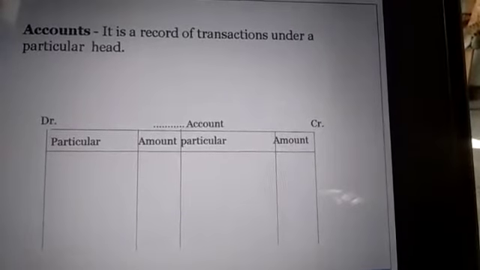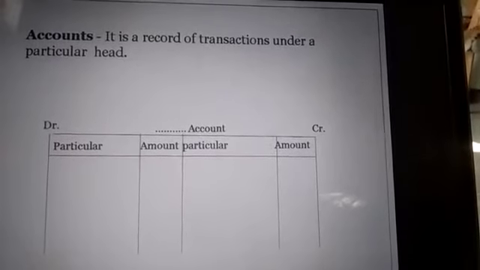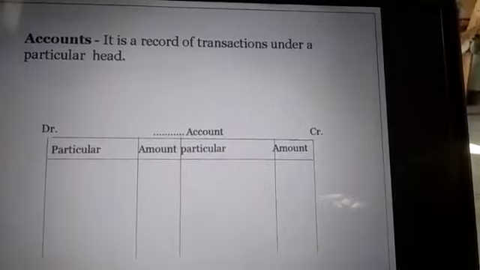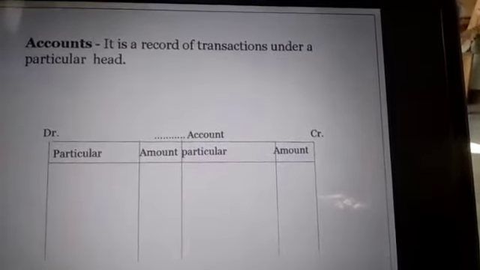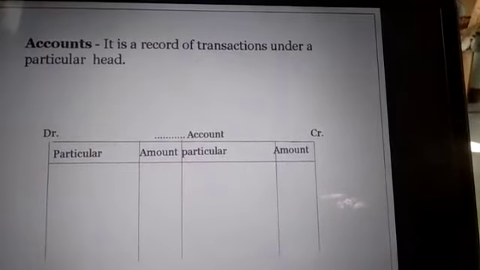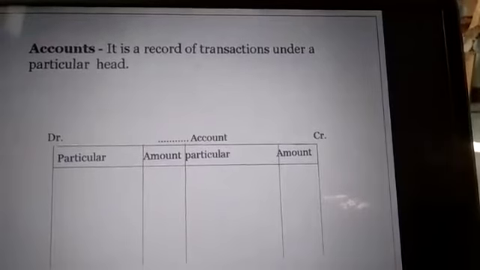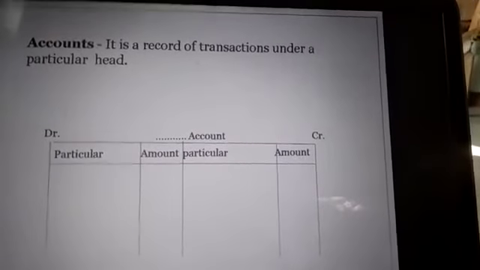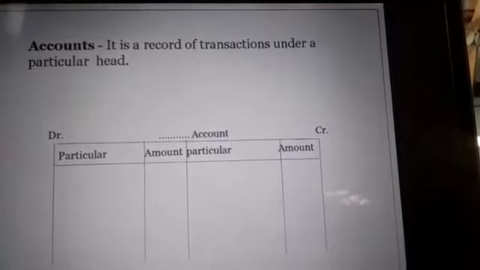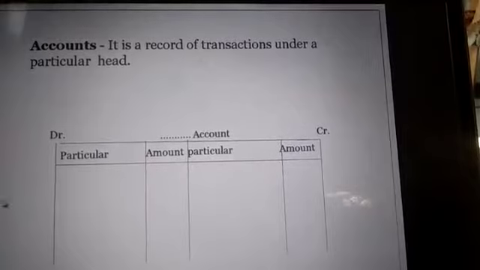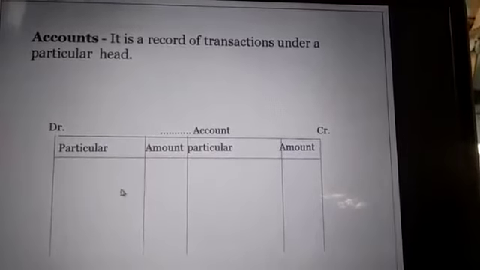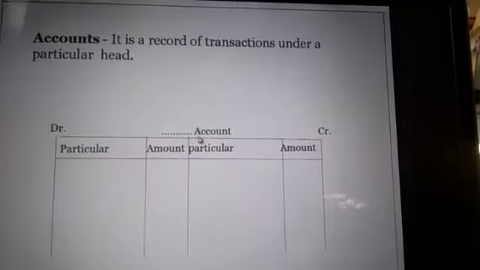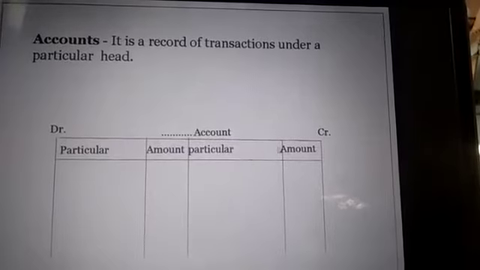So first of all, we are starting with the term: what is an account? We have already discussed it in our basic terms, but I am discussing it with you again. It is a record of transactions under a particular head. Here you can see the account specimen is also given. Okay, this is the account. Here is the debit side and the credit side.